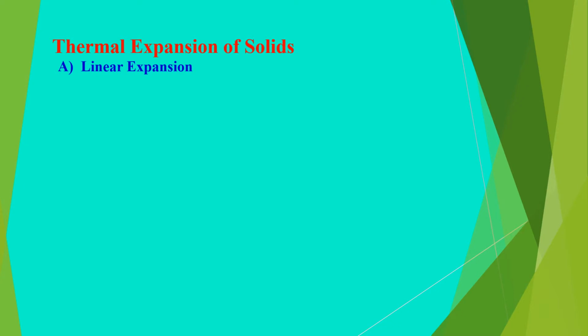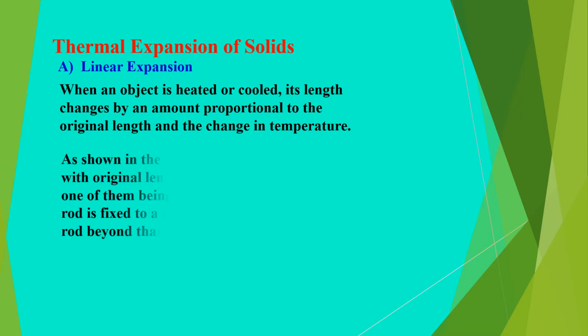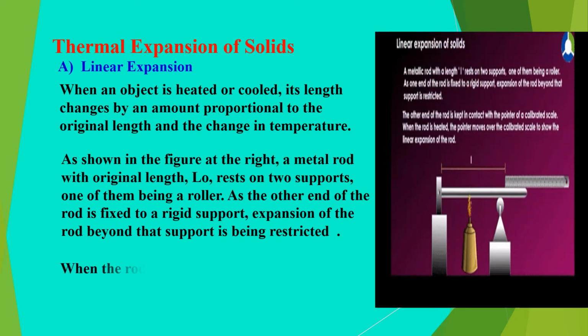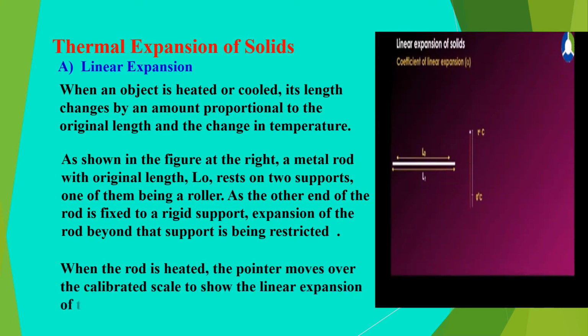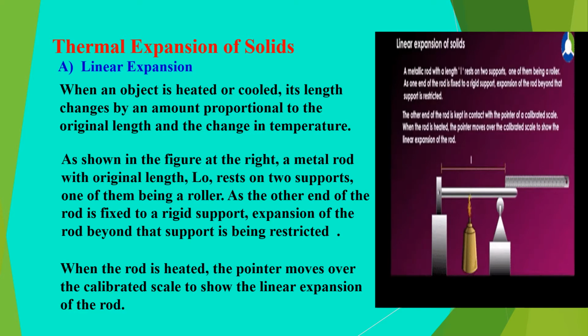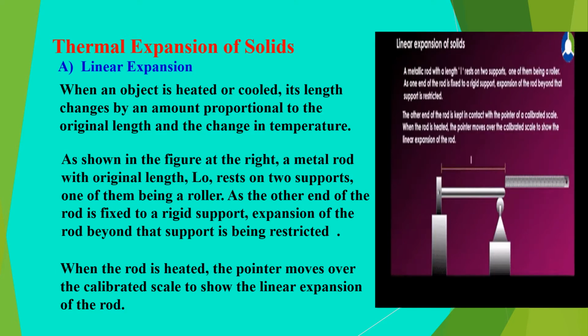Now let's consider linear expansion. When an object is heated or cooled, its length changes by an amount proportional to the original length and the change in temperature. As shown in the figure at the right, a metal rod with original length L sub O rests on two supports, one of them being a roller. As the other end of the rod is fixed to a rigid support, expansion of the rod beyond that support is being restricted. When the rod is heated, the pointer moves over the calibrated scale to show the linear expansion of the rod.